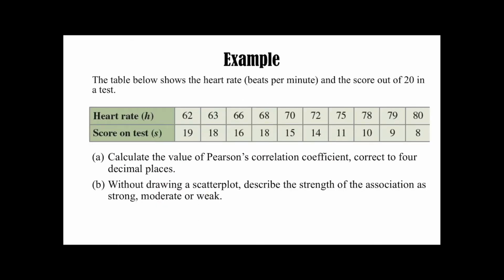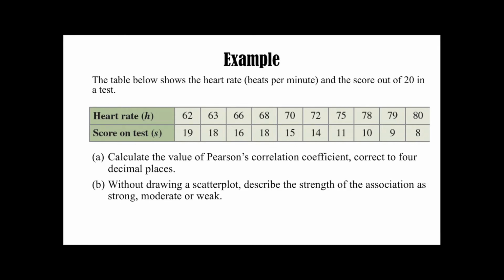Let's look at an example. The table below shows the heart rate, beats per minute, and the score out of 20 in a test. Calculate the value of Pearson's correlation coefficient, correct to 4 decimal places. Then, without drawing a scatter plot, describe the strength of the association as strong, moderate, or weak.